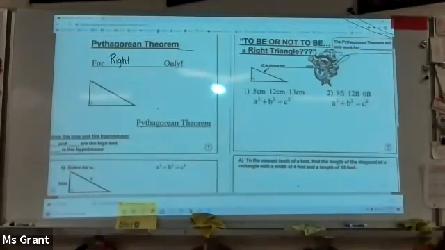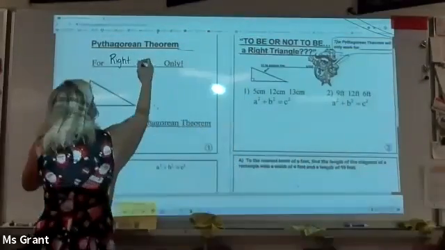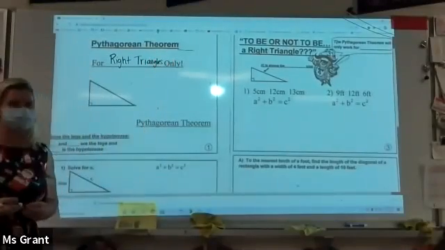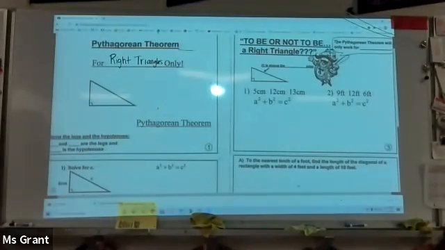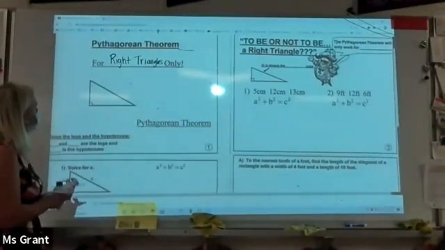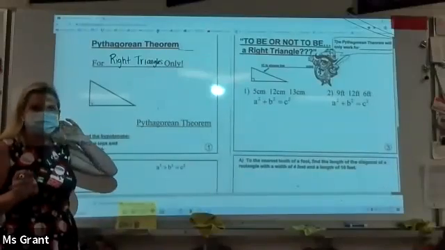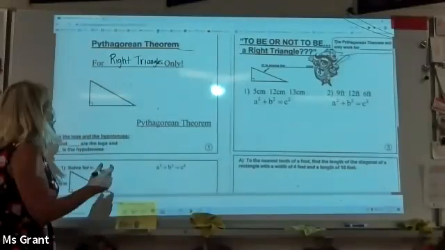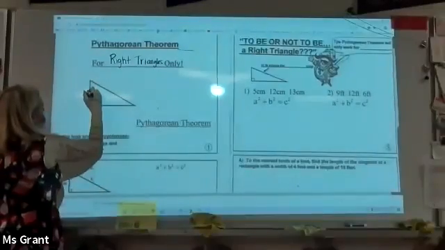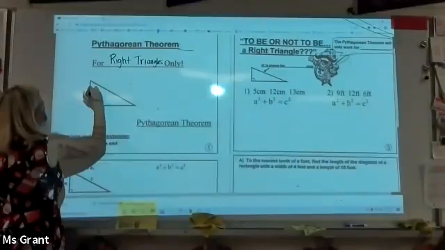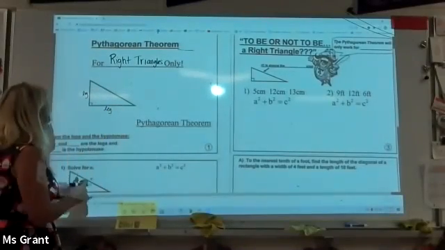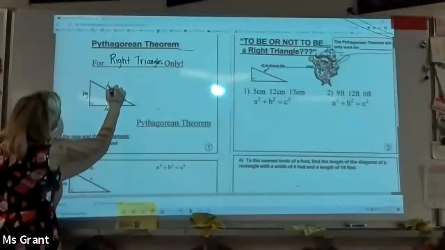Okay. For right triangles only. So what I have is usually a short side, a middle. So I'm going to say that this is called a leg and this is called a leg. They're the legs of the triangle. This is called the hypotenuse.